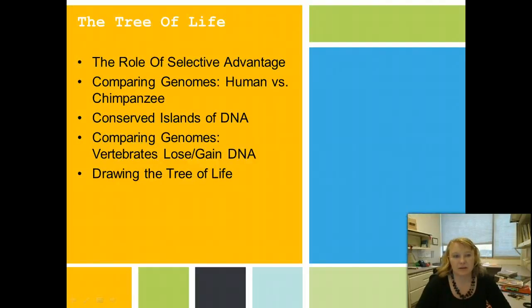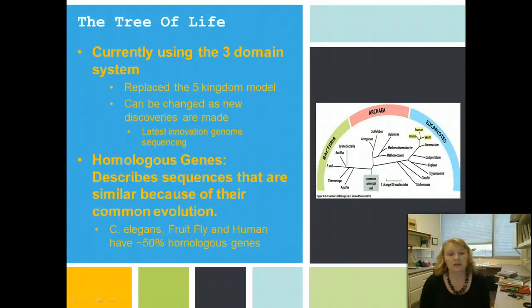So let's talk about what we're going to talk about in the tree of life. When we're focusing on the tree of life, we're going to talk about this role of selective advantage. We're going to talk about comparing the genomes between human and chimpanzees, conserved islands of DNA, comparing the genomes between vertebrates, and then drawing the tree of life. So here's our tree of life.